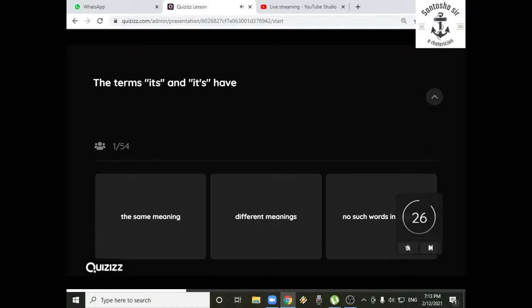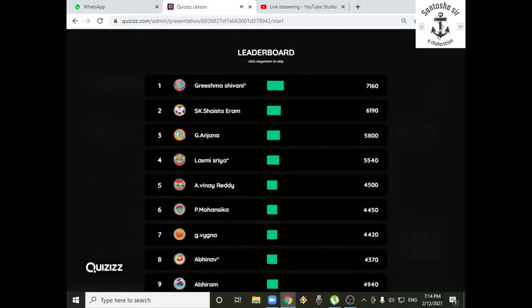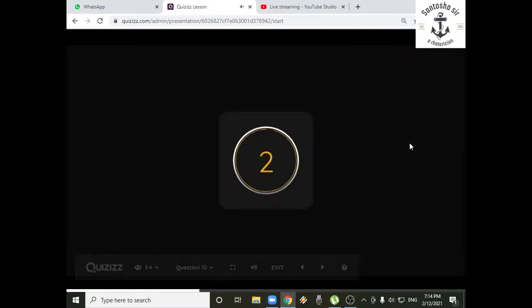Now you need to see and answer it because the terms, its and it's, their pronunciation would be the same. But what about the meaning? That's the question. Okay, 18 members answered it correctly. Let's move on to the 10th question.